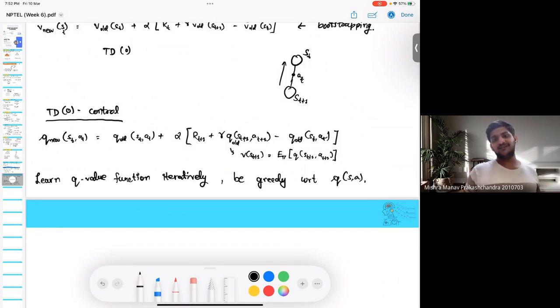And once you have the Q function, you be greedy with respect to that. Greedy means pi is argmax of a Q(s, a). That's all you need to do. So it turns out this is one naive method of getting the policy from the Q function.